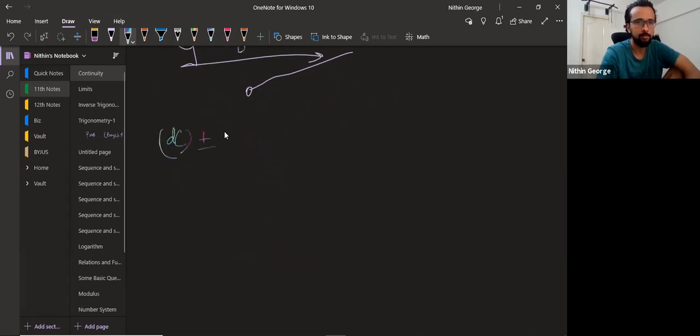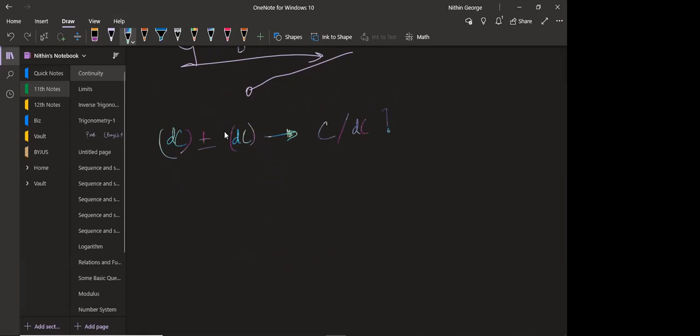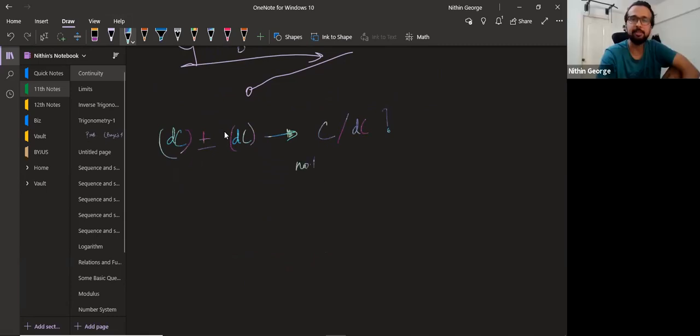Discontinuous function plus or minus discontinuous function. Will it be continuous or discontinuous? Nothing can be said. That's the fact. Nothing can be said till we investigate.